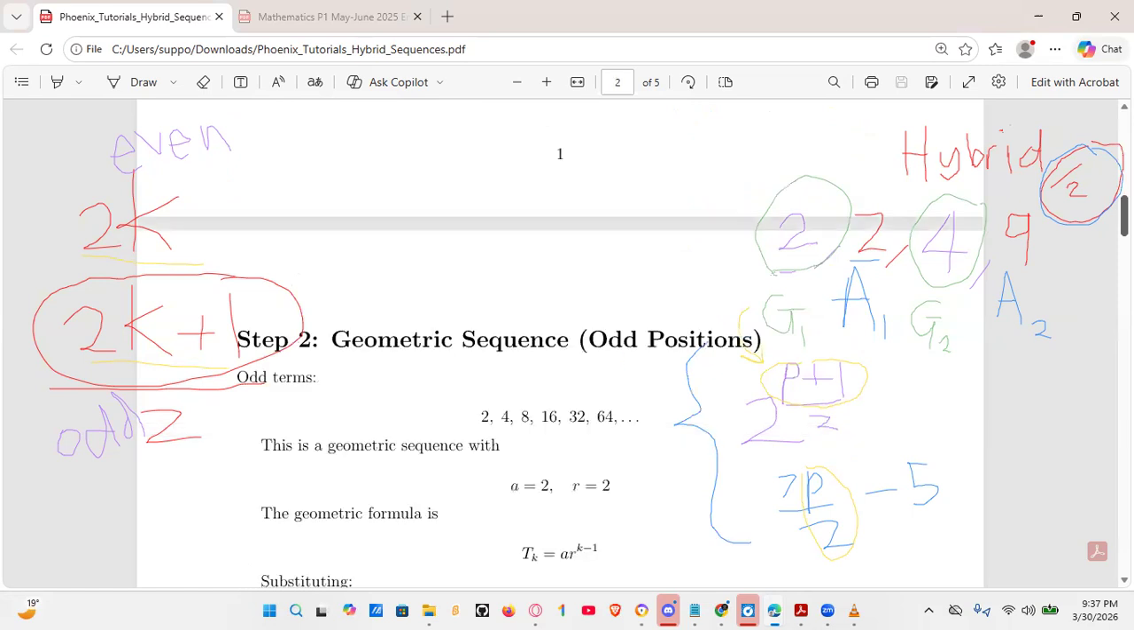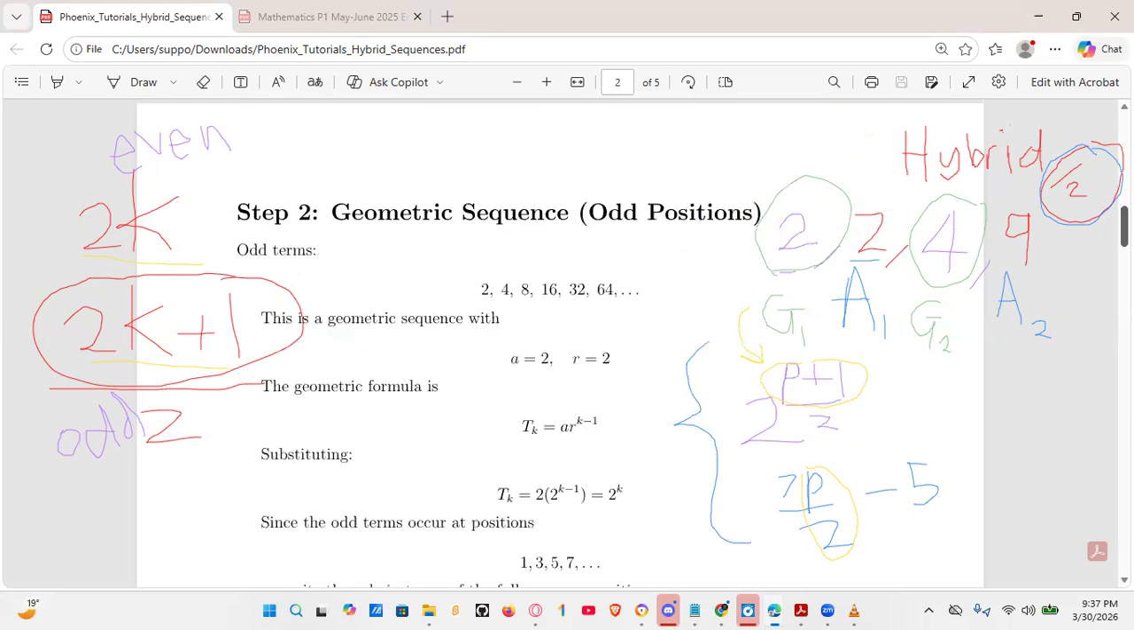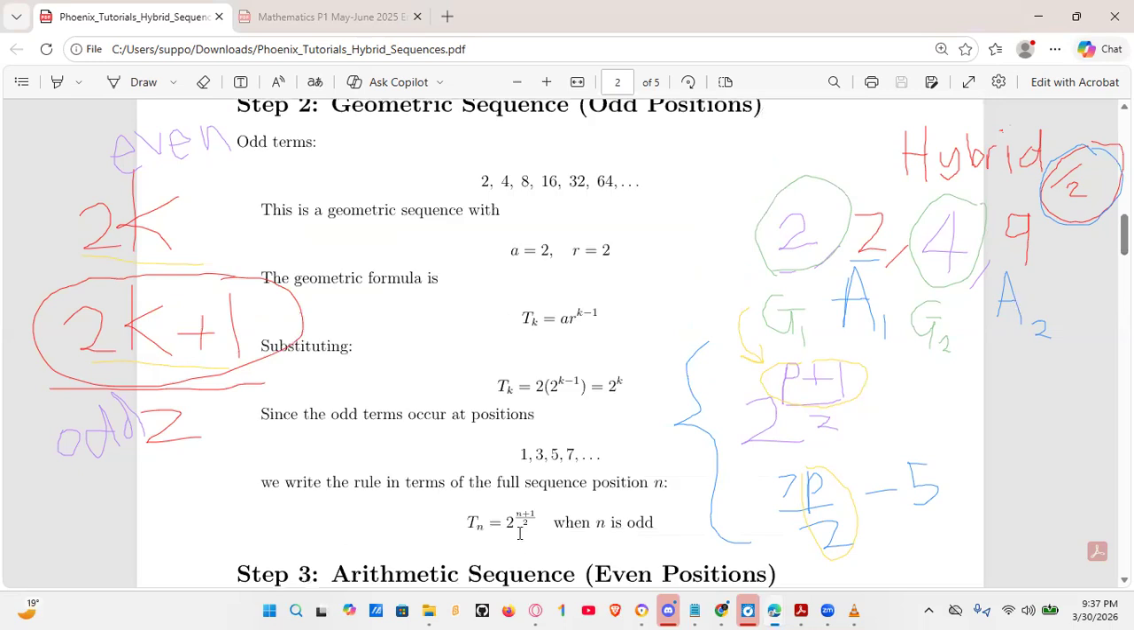And then, of course, you find your general term for your geometric sequence. And since it's for the odd terms, you rewrite it in this new way where you divide by 2 and you add 1. So when n is odd, you have Tn, a new term for the hybrid sequence. That's how we move from k to n. It's 2 to the power of (n plus 1) over 2 for the hybrid sequence.